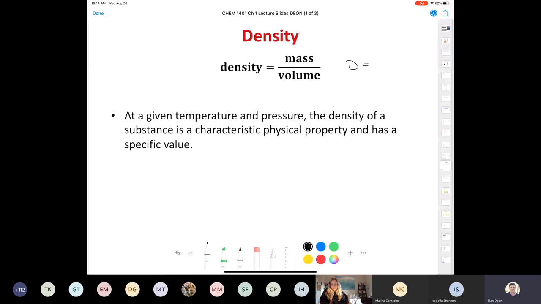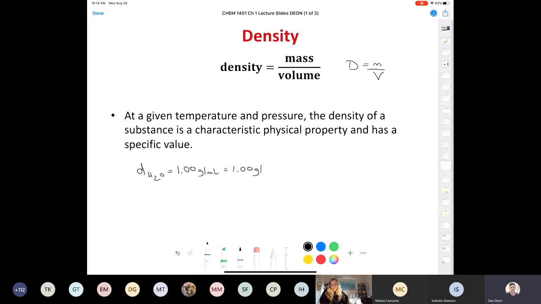It says here, at a given temperature and pressure, the density of a substance is a characteristic physical property and has a specific value. I bet many of you have taken a science class, maybe at another university, or at this university, or in high school, and you've probably heard that the density of water is 1.00 grams per milliliter, right? Which is the same thing as 1.00 grams per centimeter cubed. I bet you've heard that a lot of places.